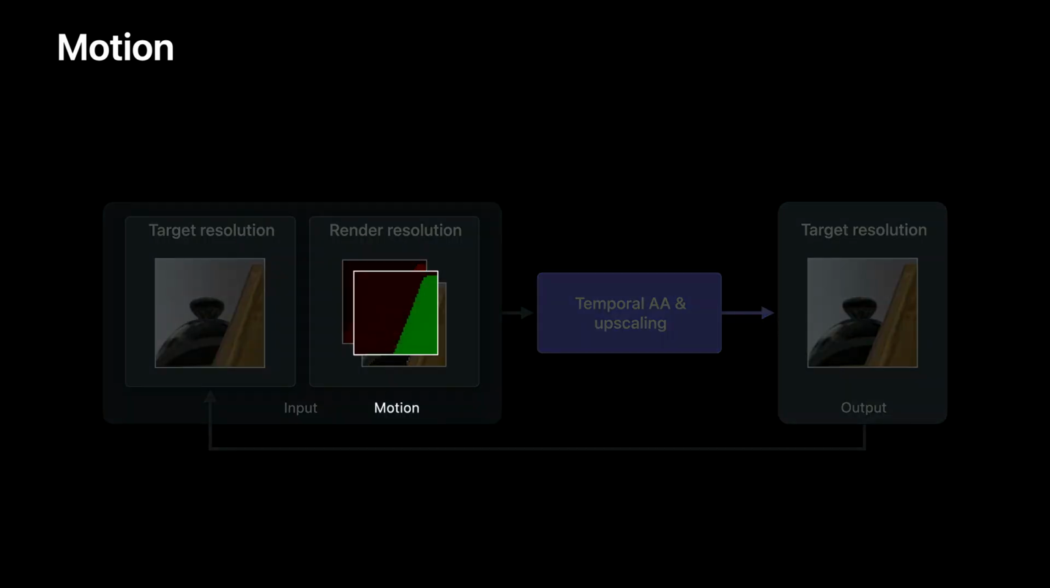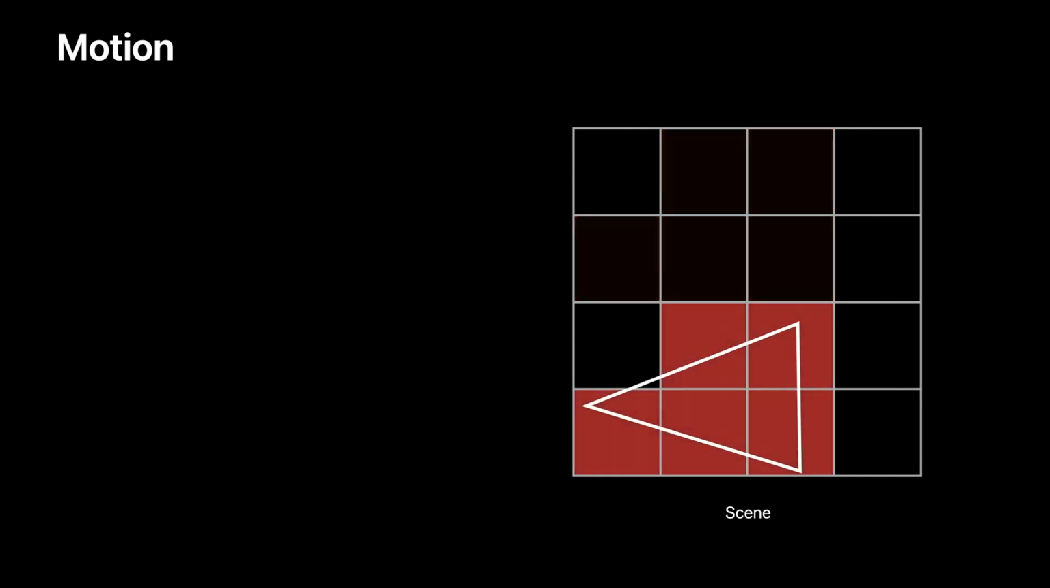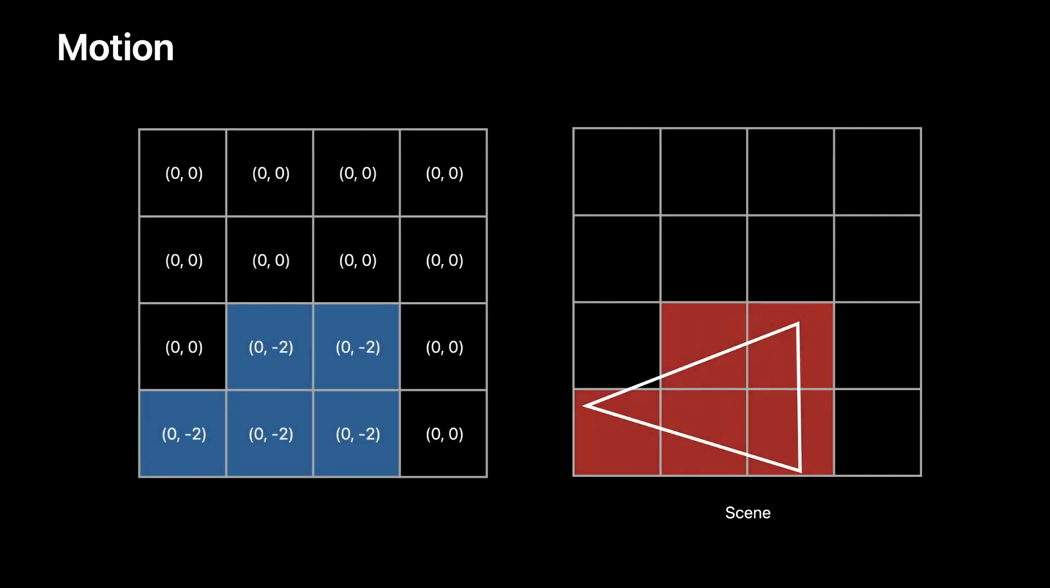Next is the motion information from the scene. Motion data from the scene indicates how much and which direction the objects have moved from the previous frame. Temporal AA and upscaling uses the motion information to backtrack and find corresponding locations in the previous frame in order to correctly gather samples.